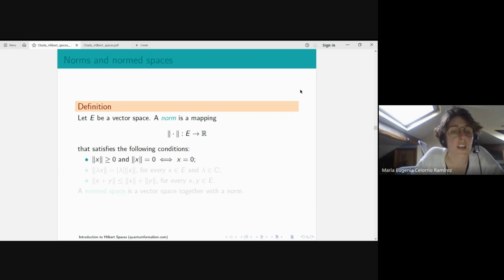The first condition seems very natural. The length is never going to be smaller than 0, so the norm of a vector has to be greater than or equal to 0. And it's going to be 0 if and only if the vector is the vector 0. Whenever we multiply a scalar times a vector and we take the norm, that's going to be the same as taking the modulus of the scalar times the norm of the vector. This seems very natural. And we have a sort of triangle inequality. The norm of the addition of two vectors is less than or equal to the addition of the norms of those two vectors.